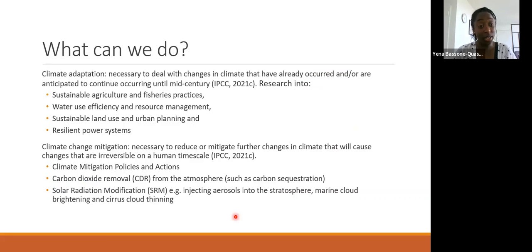And so what can we do? Well, there are two things that we need to do. We need to invest in climate adaptation because there are already impacts that we're dealing with at the moment, and there are impacts that are going to continue into mid-century. And so we need to invest in a lot of climate adaptation efforts and policies, but also climate mitigation, because that determines really how bad or how good the future ends up looking. And so I wanted to highlight the policies and actions are very essential.